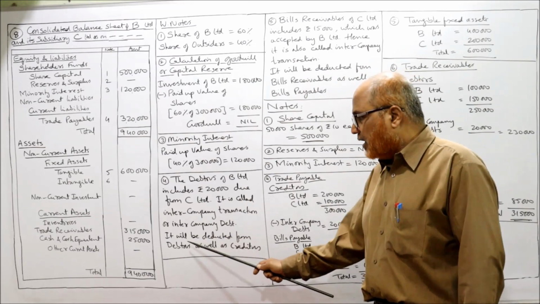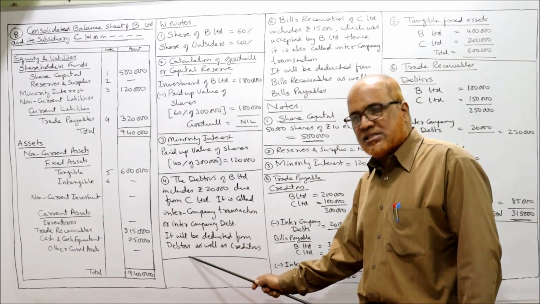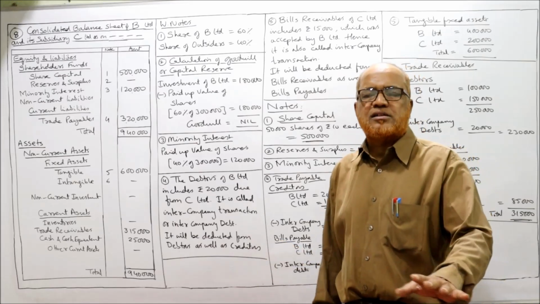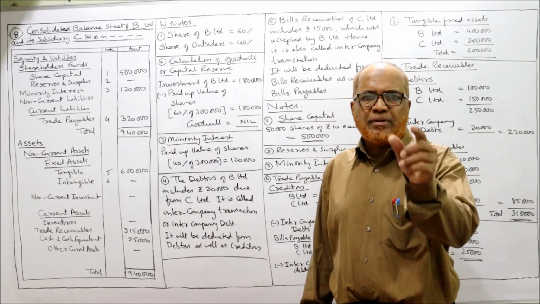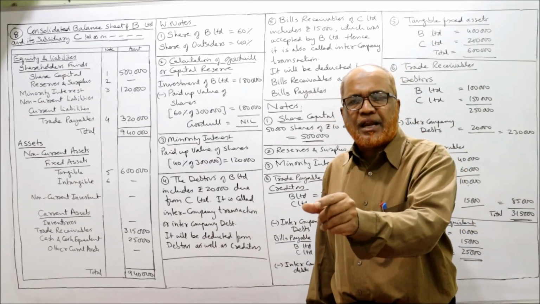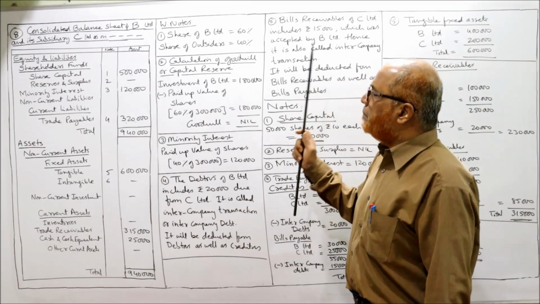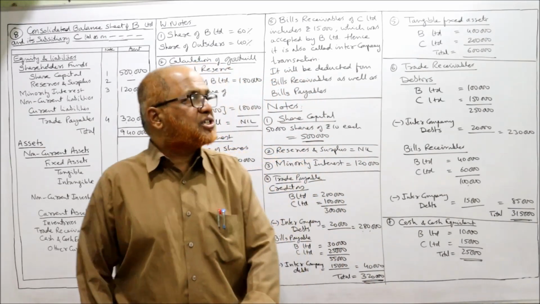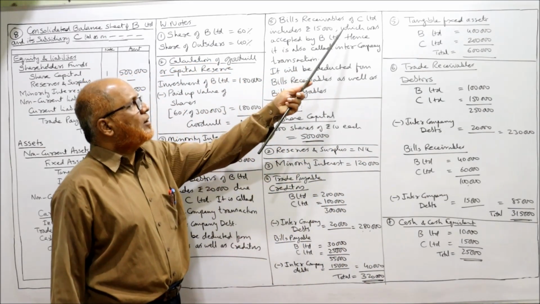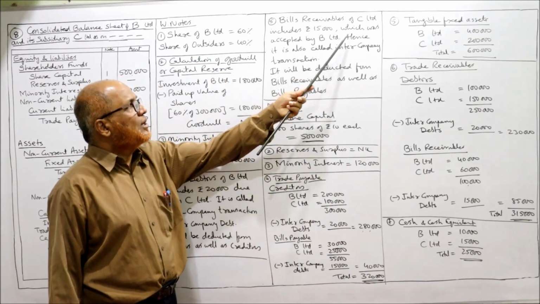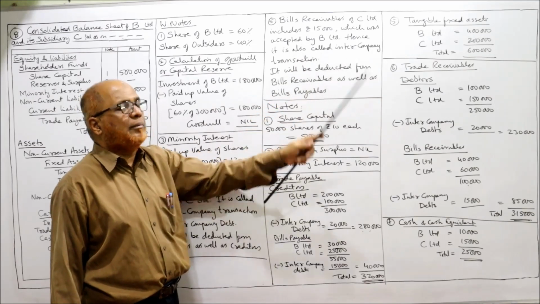What should be done? It should be deducted from debtors as well as creditors. That's it. From debtors and from creditors, we deduct 20,000. That's all. Now, bills payable. One more adjustment is given in the problem. Bills receivable of C Limited includes 15,000, which was accepted by B Limited.